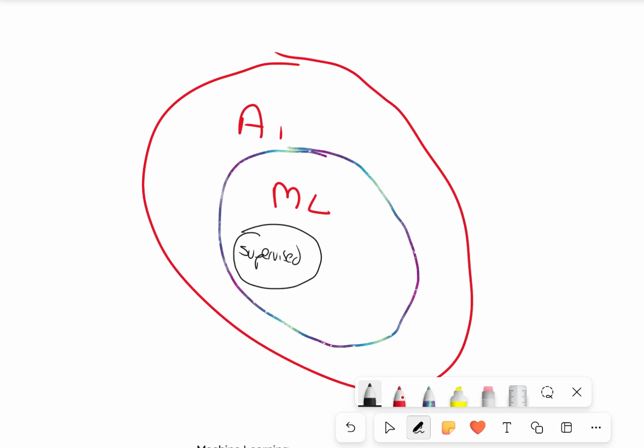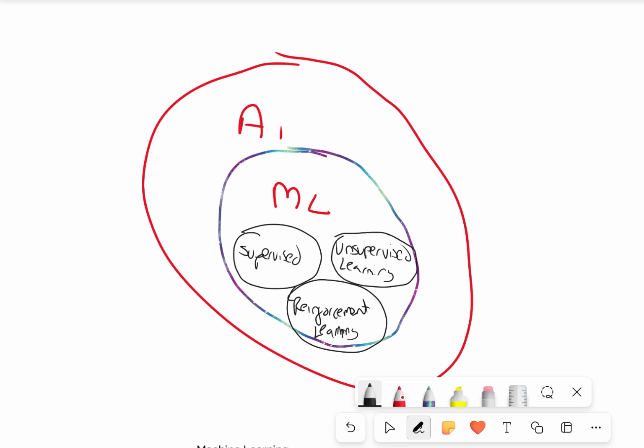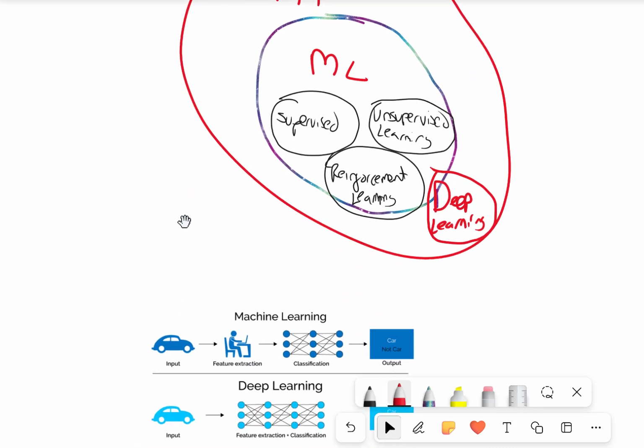You've got reinforced learning. You've got unsupervised learning. And I'm going to introduce you to this concept of, let's use a different color, deep learning. Now, this is a subset of machine learning as well, but it's slightly different to the others. So let's have a look at some fundamental differences between the two.